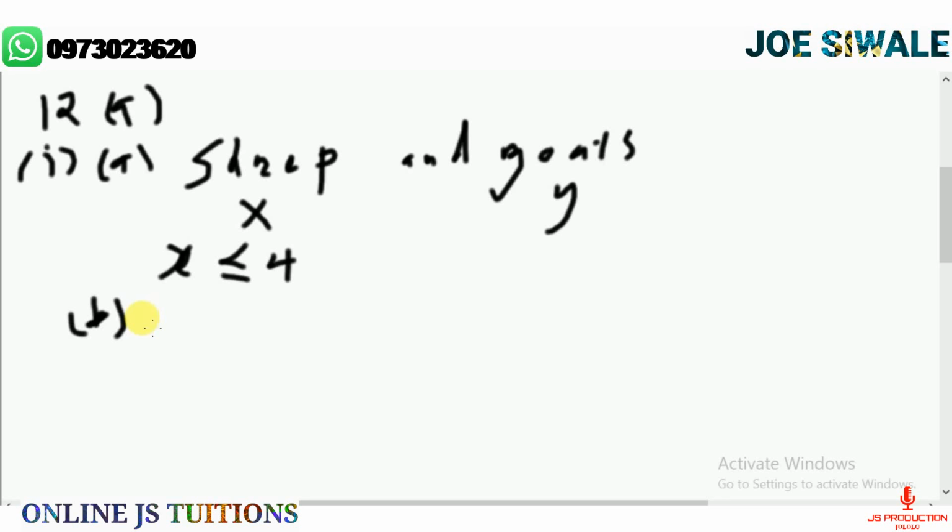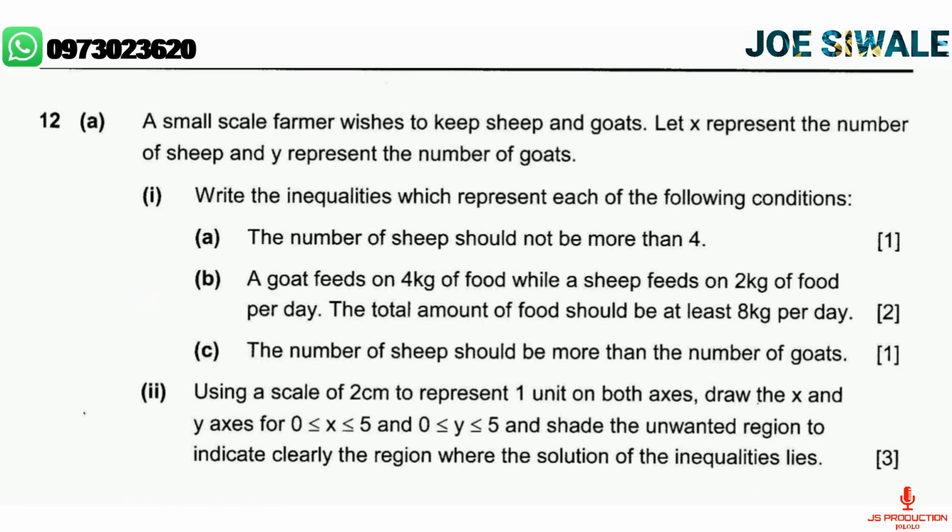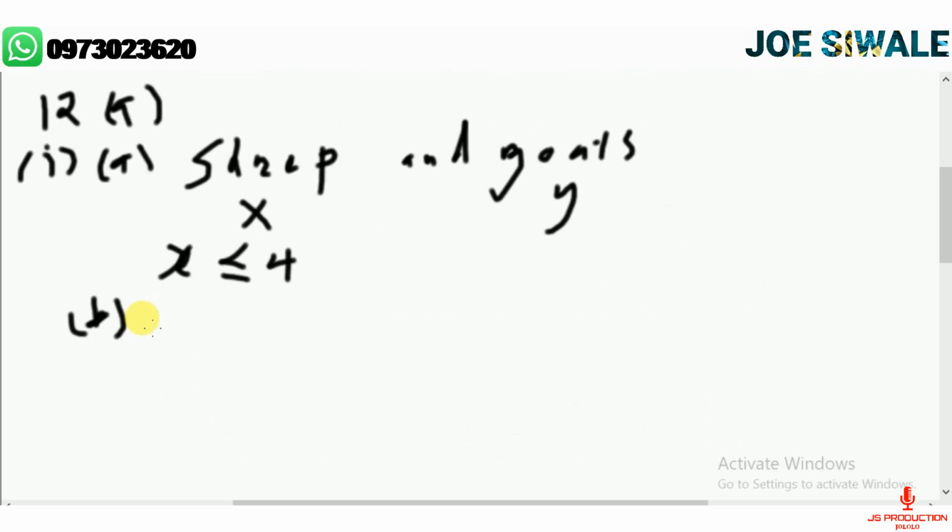So B reads, a goat feeds on 4 kg of food while a sheep feeds on 2 kg of food per day. The total amount of food should be at least 8 kg per day. So we have been told that the goat feeds on 4 kg of food. That's the first thing.